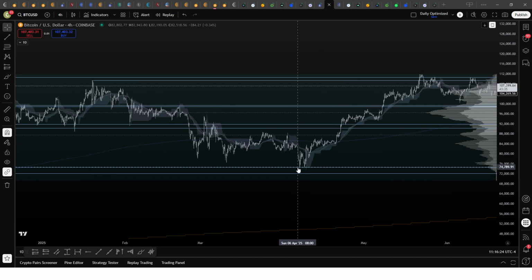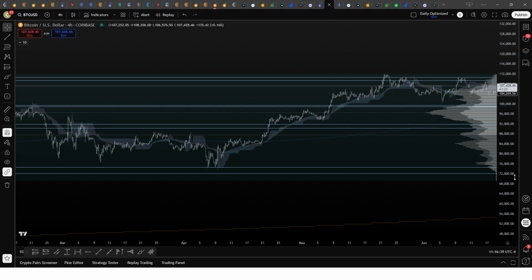So you can see here, the trend is lost. It's been chopped up, lost, chopped up, lost, lost. We reclaim, boom. You could enter here, enter here, enter here. It doesn't matter. Your stop would be below the structure and below the cloud. Boom, boom, boom, boom, boom, boom. We never actually lost the cloud here.